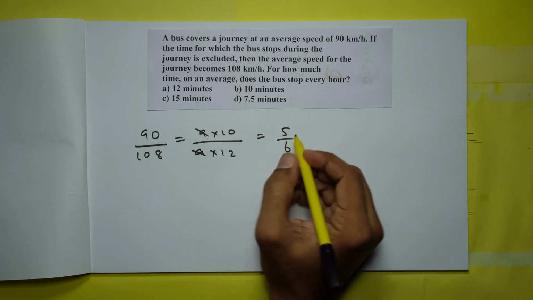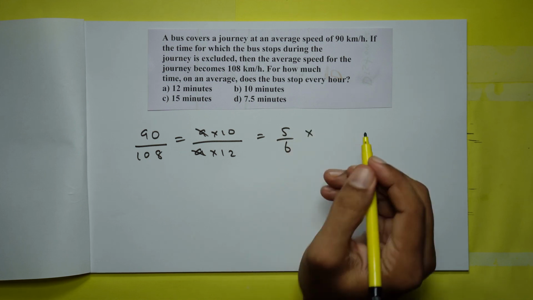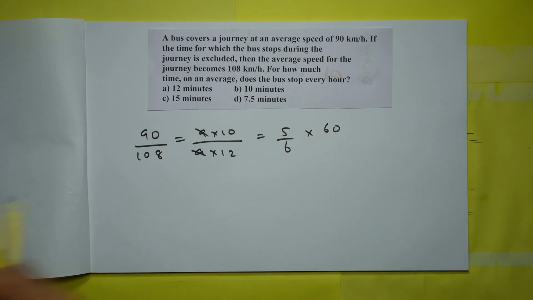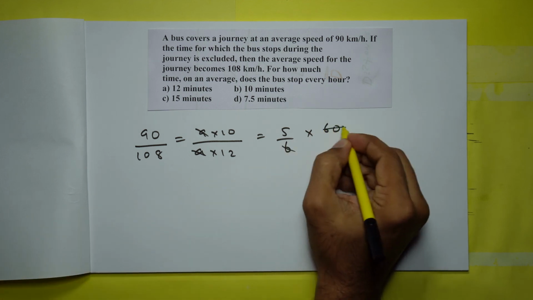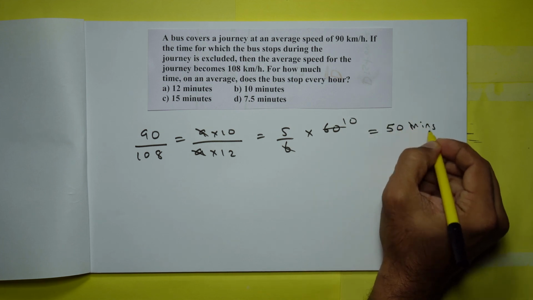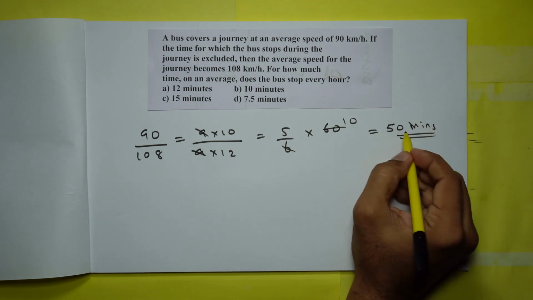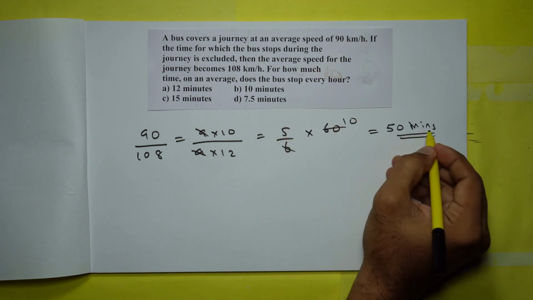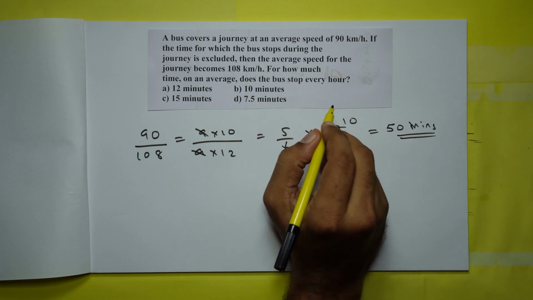Now this is the time in hours. We'll just convert into minutes. To convert hours into minutes, we have to multiply by 60. Multiplying by 60, 6 divides 10 times. So 5 into 10 is equal to 50 minutes. So actually the bus requires only 50 minutes to do the 90 kilometers. So remaining 10 minutes in the hour is stoppage time.